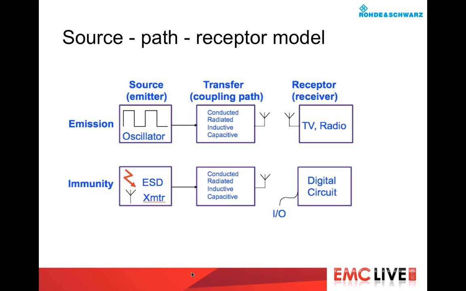Immunity, on the other hand, we have some kind of external energy source like ESD or a two-way radio broadcast nearby, and they also get coupled through the same phenomena, either conducted, radiated, inductive, or capacitive coupling. And that can either disrupt your digital circuitry or sensitive analog circuits.